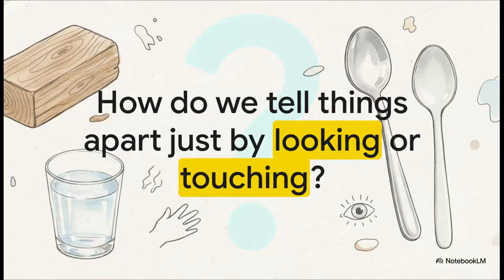So let's kick things off with a question that almost seems, well, too simple, right? How do you tell the difference between, say, a block of wood and a glass of water, just by looking at them? Or a metal fork from a plastic one? I mean, our brains do this instantly, but what are they actually picking up on? What are those fundamental signals our senses are processing?